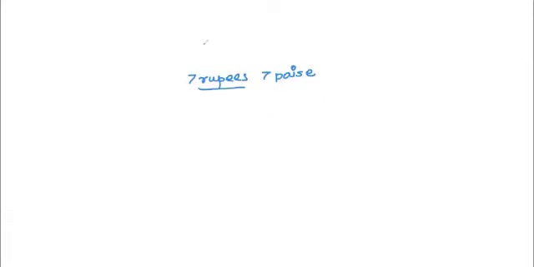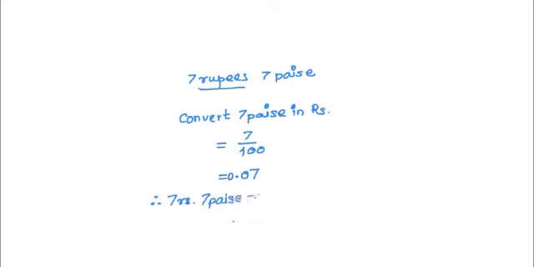We learned the concept, let's do it in proper steps. So now first convert 7 paise into rupees. So that is equal to 7 divided by 100, which is equal to 0.07. And then add the whole 7 rupees. Hence, it is equal to the whole 7 rupees as it is and the fraction part of paise.